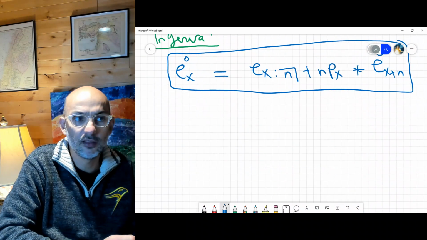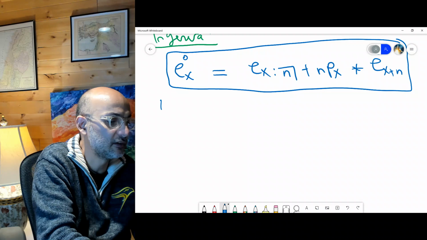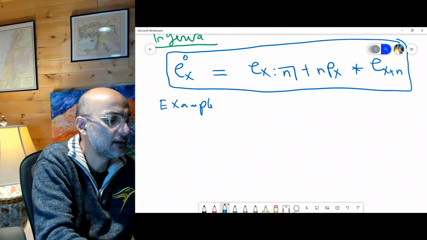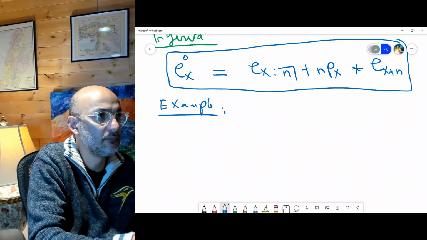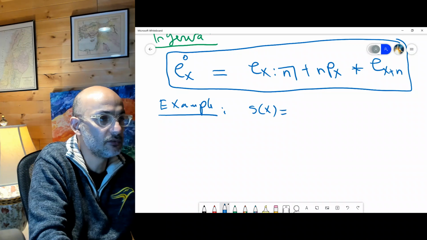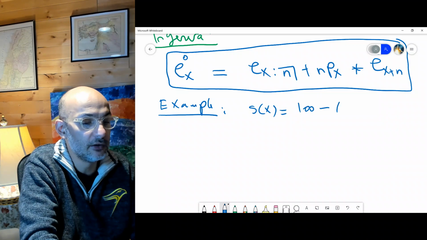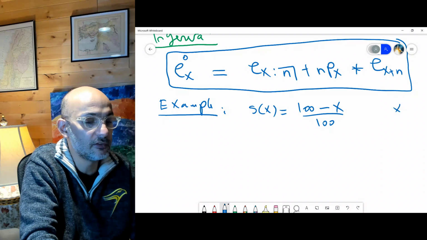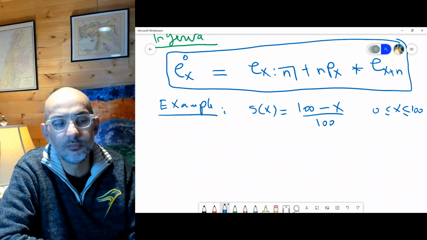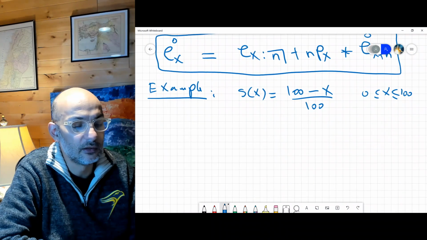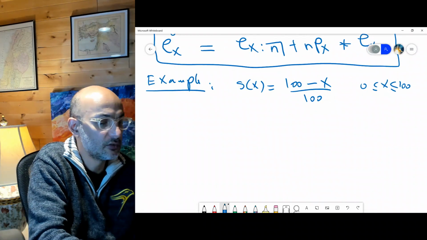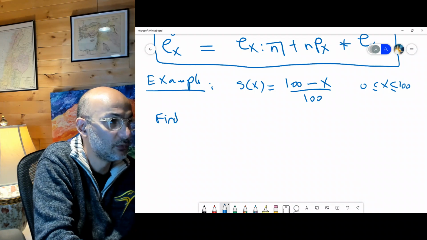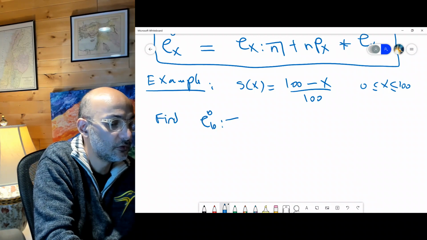Let's take another example related to this one, or verify this based on another question. Let's take S(x) for a uniform distribution, which is (100 minus x) divided by 100. The life is over 0 to 100, so the life here is uniformly distributed between 0 and 100. This is very easy. So the question here is to find, and we want e10 for 5 years.